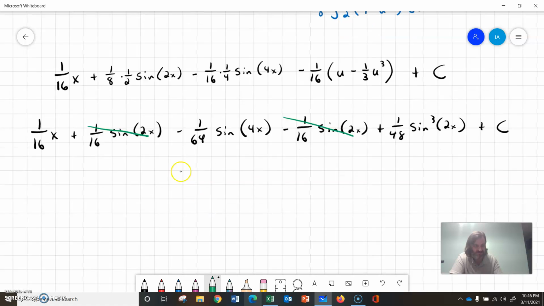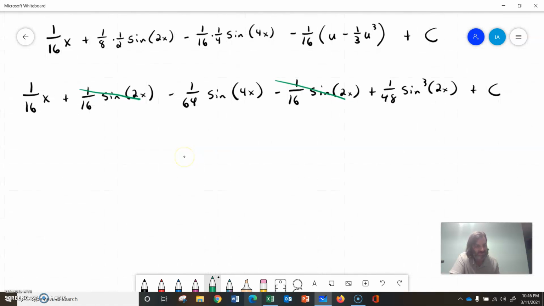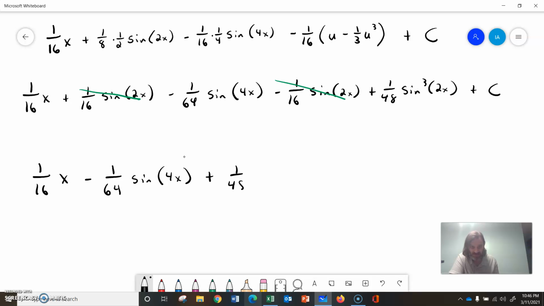So, not about to run out of time, but run out of patience, I'm sure. 1/16 x minus 1/64 sine of 4x plus 1/48 sine cubed of 2x plus c.